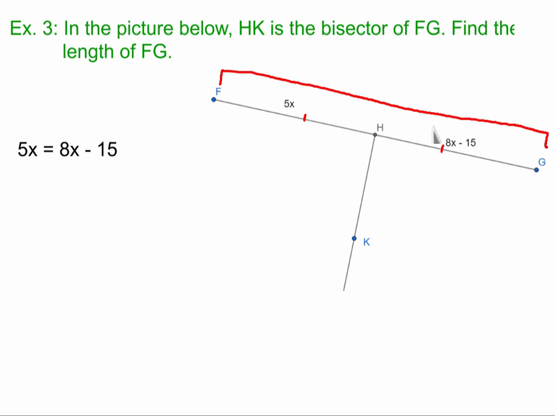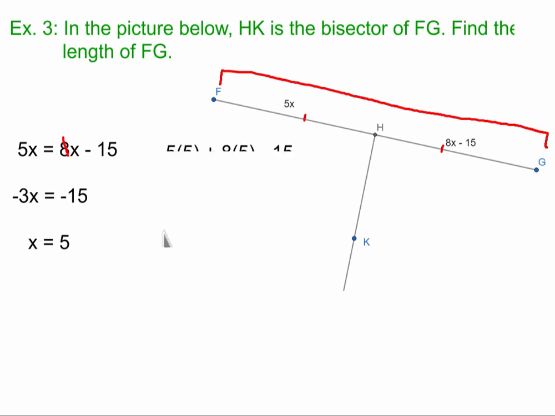I know 5x equals 8x minus 15. So I'm going to solve this equation. Okay, if I subtract 8x on both sides, then 5 minus 8 is negative 3. So I know negative 3x equals negative 15. Divide by negative 3 on both sides, and you get x equals 5.